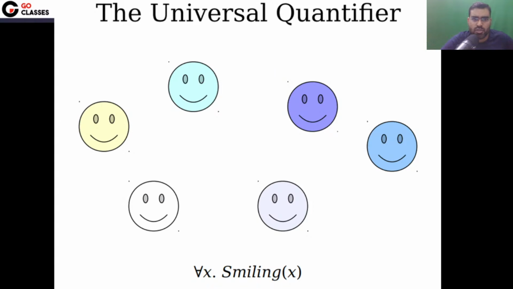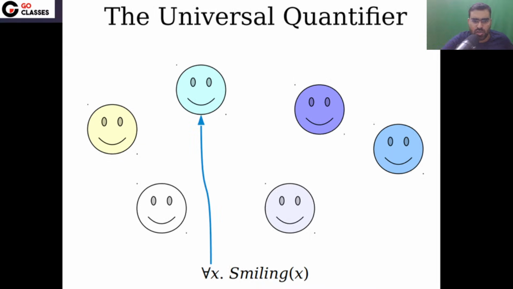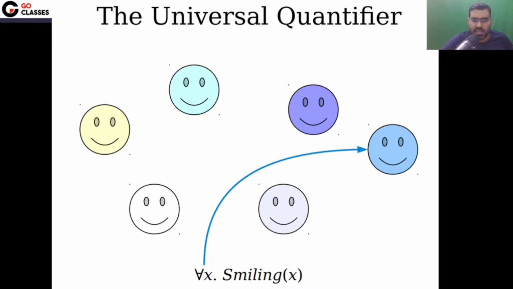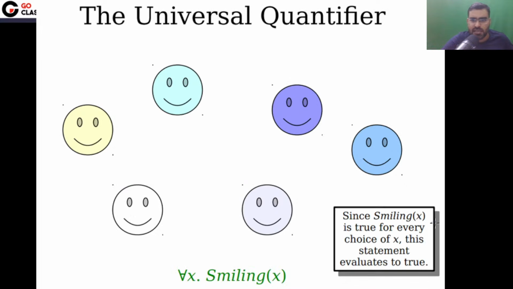Everyone is smiling, so I can say this will be true. Very simple. You can notice he is smiling, this one is also smiling. So all of them are smiling. You can check all of them. So finally I can say that because everyone is smiling, for every choice of x, this is true.